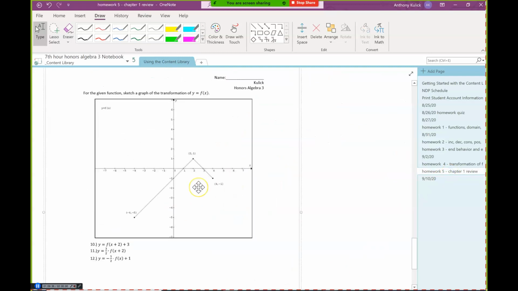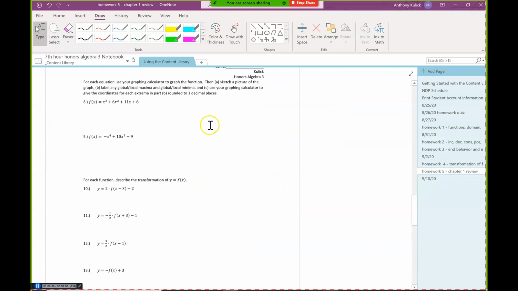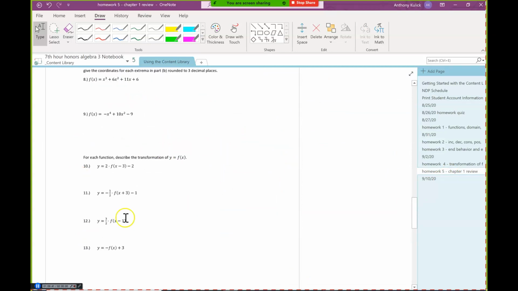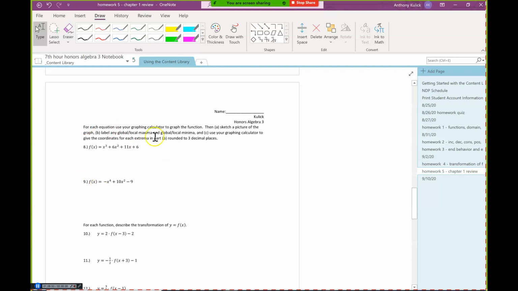Also on the review, we didn't talk about this, but you should be able to describe the transformations with words. So that's that part that Amy was asking about, do I really need to memorize this list of things? You do, because I am going to ask you to describe them in words. And then this part here where I will definitely give you a question where I ask you to find the maxes and mins with your calculator.